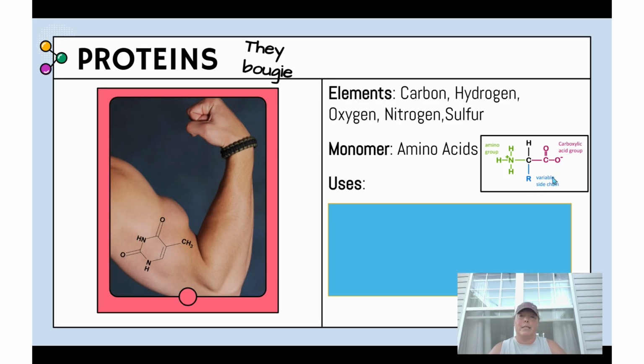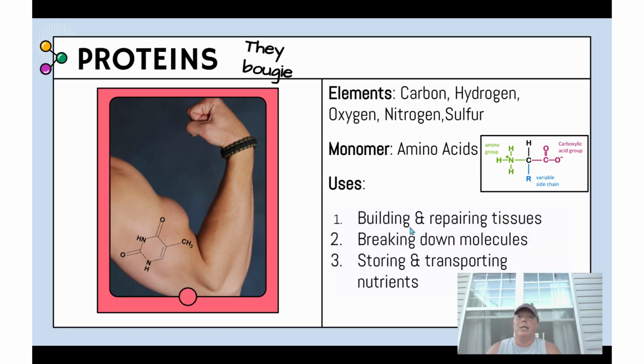So in every single protein, this R chain is going to be different. Basically, depending on what's bonded here, it's a different amino acid. There are only 20 amino acids, and they combine in a variety of ways to make all the different proteins in our body. The purpose of proteins is to build and repair tissues.